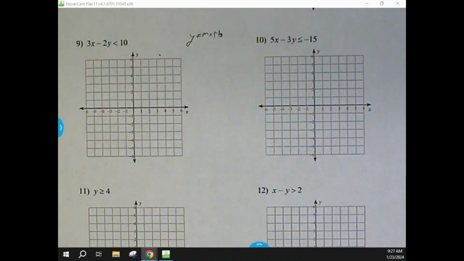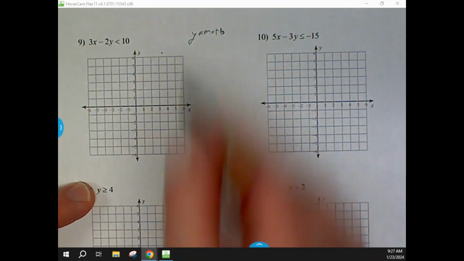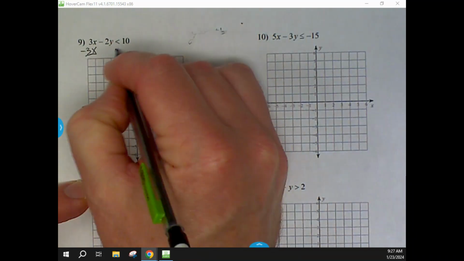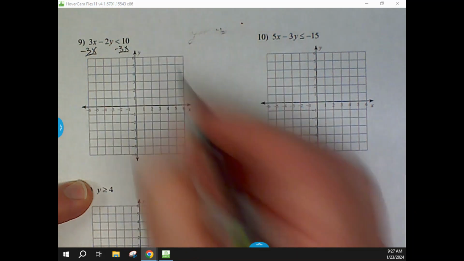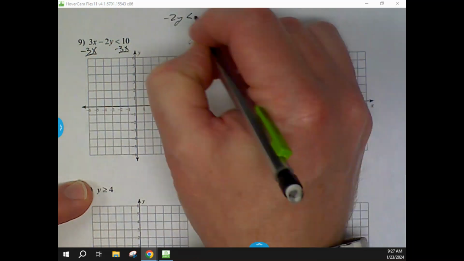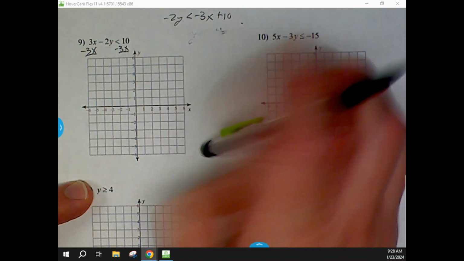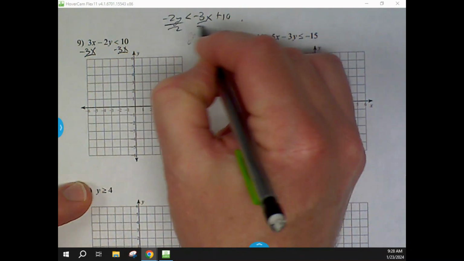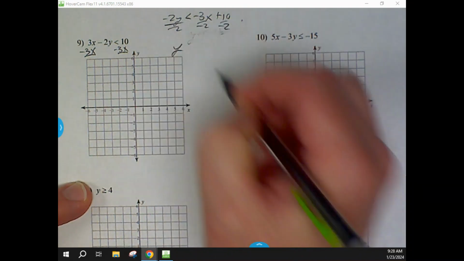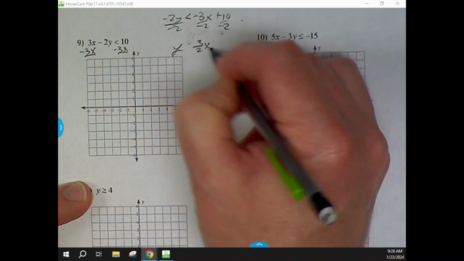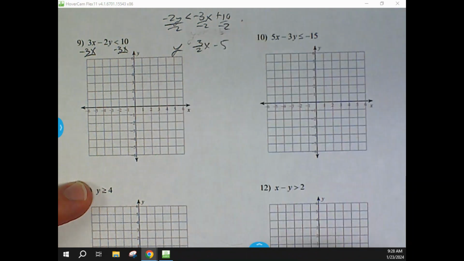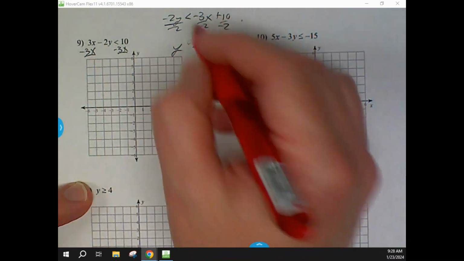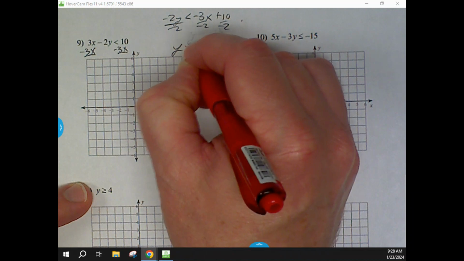Okay, so going back to number 9 here, if we can put this one in y equals mx plus b form, first step would be to subtract 3x from both sides. So I'll leave you with negative 2y less than negative 3x plus 10. Dividing everything by negative 2, we get y. That's going to be a positive 3 over 2x for your slope, and then negative 5 for the intercept. And remember, because you divided by negative 2, we've got to change that from being a less than to being a greater than.